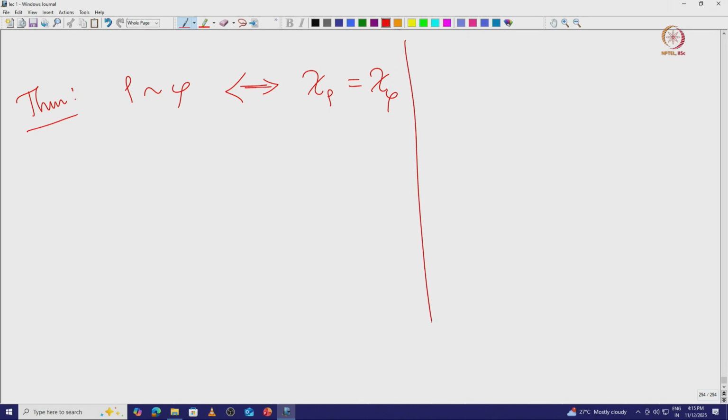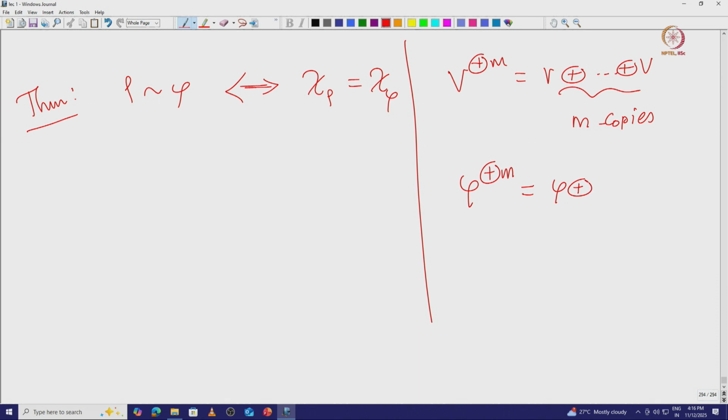For that, let us fix some notation. We call V direct sum M to be the direct sum of M copies of V, and similarly the representation given by the direct sum of M copies of phi is denoted by phi to the direct sum M, that is phi direct sum etc. direct sum phi. So, this is the notation that we will use.